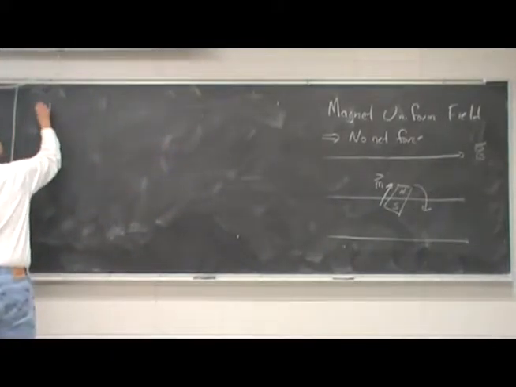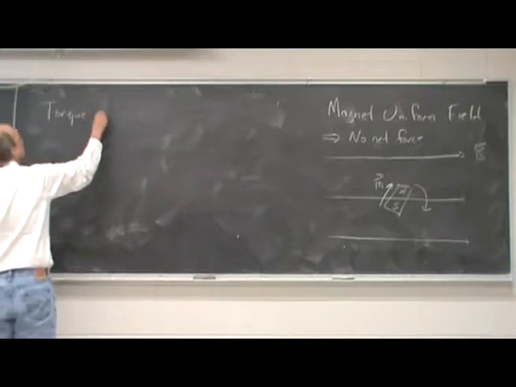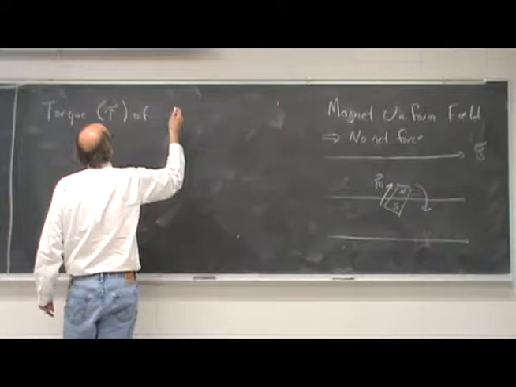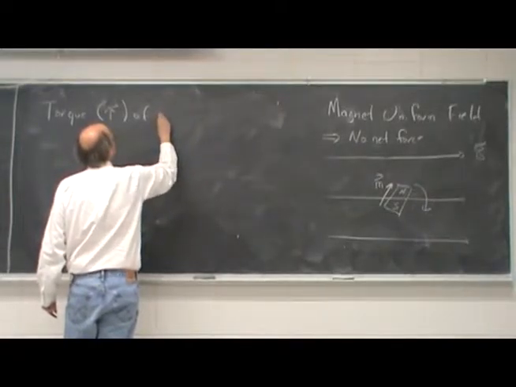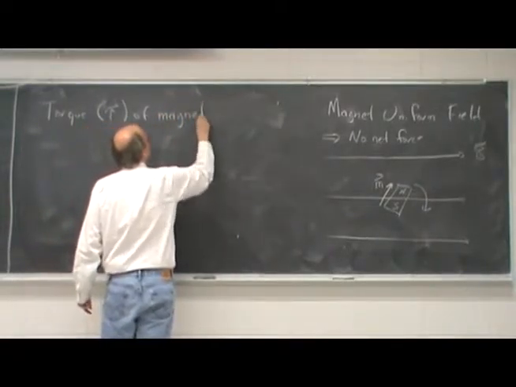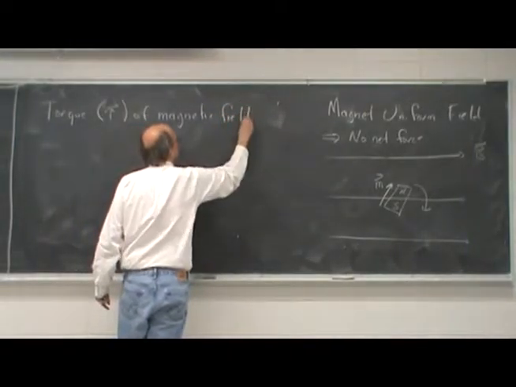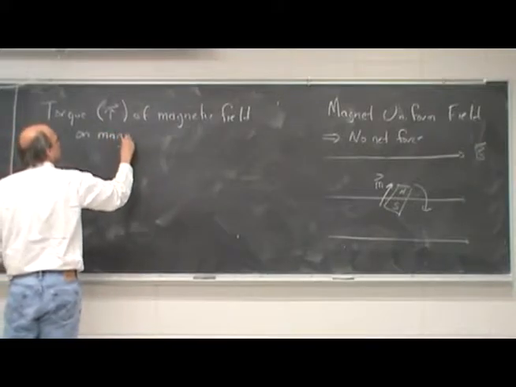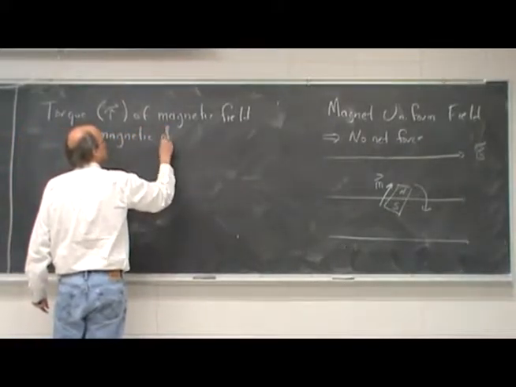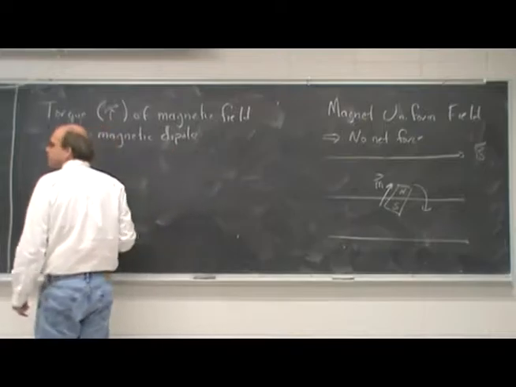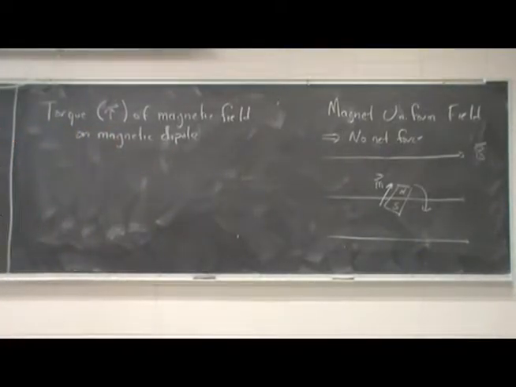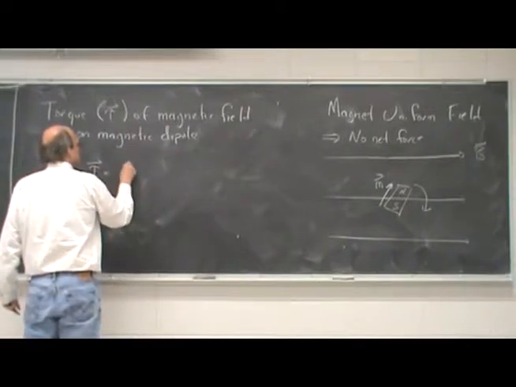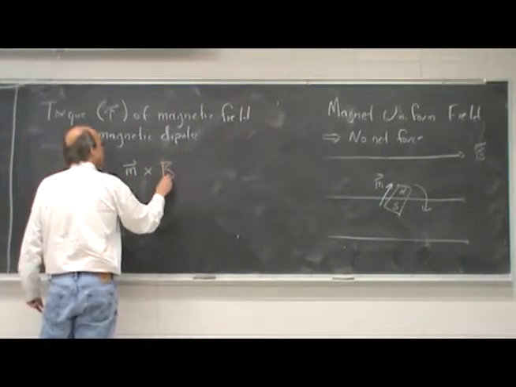So it's the torque. Tau will be the torque of the magnetic field on a magnetic dipole. Okay, so the torque is the dipole across the field. Is that awesome?